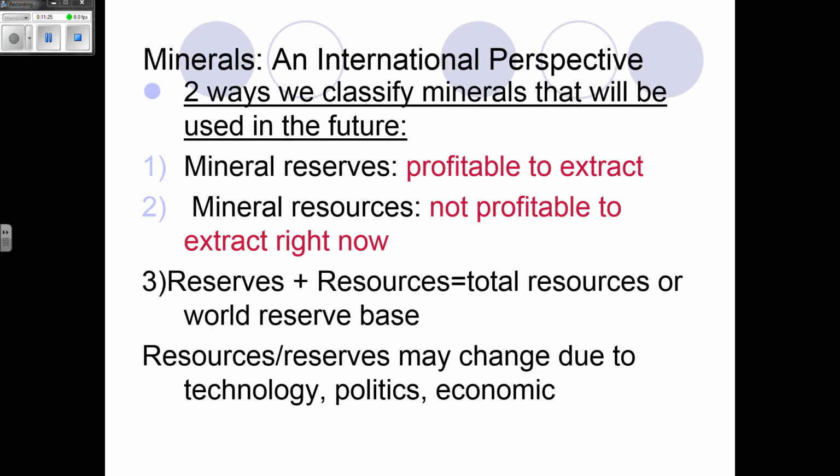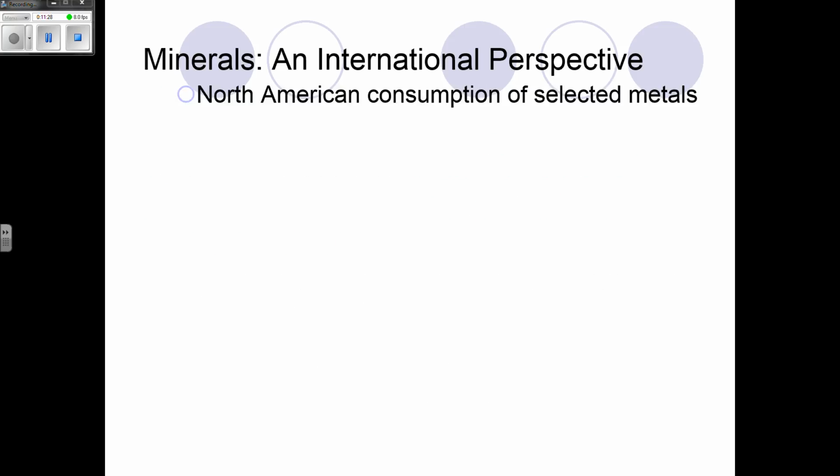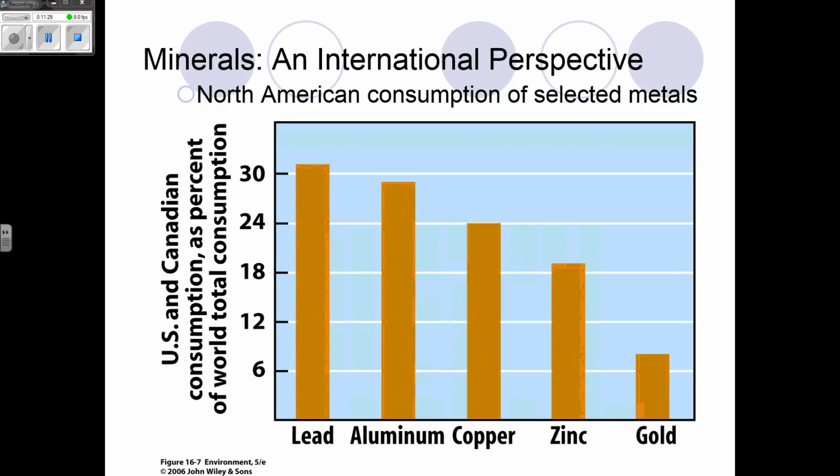Okay, so this is a graph from your textbook, and it is showing you North American consumption of selected minerals. You can see U.S. and Canadian consumption as percent of world consumption. And so you can see some of the minerals that we use the most in North America. Just some other little facts for you. The U.S. and Canada have about 5% of the total population, and we consume 25% of the world's minerals.